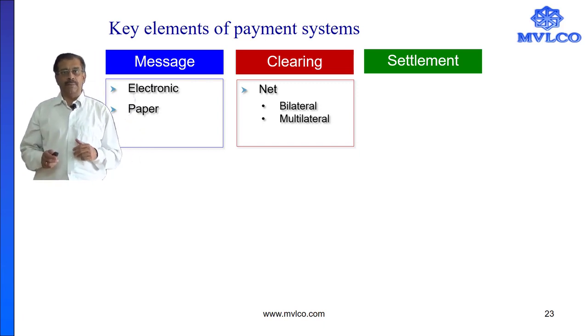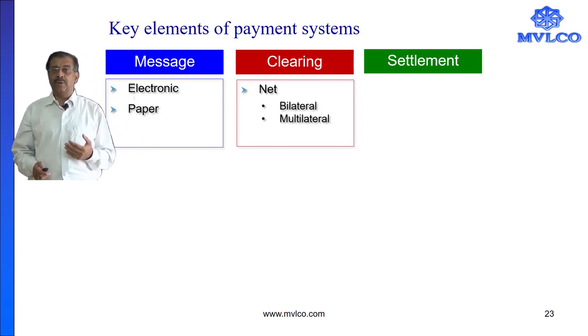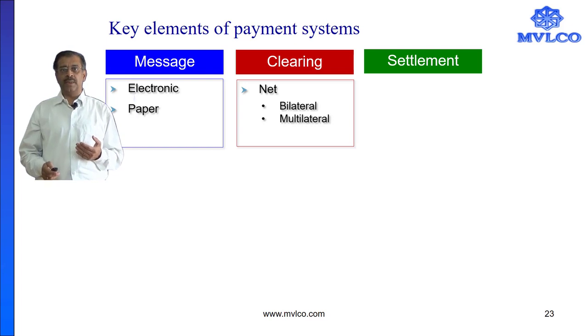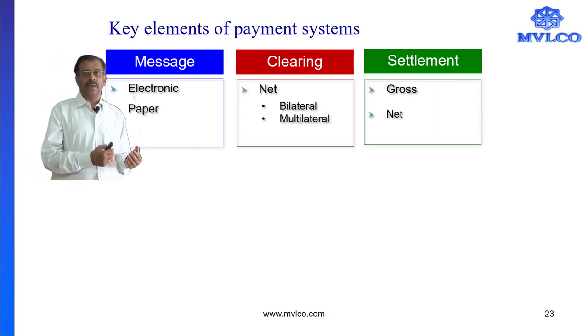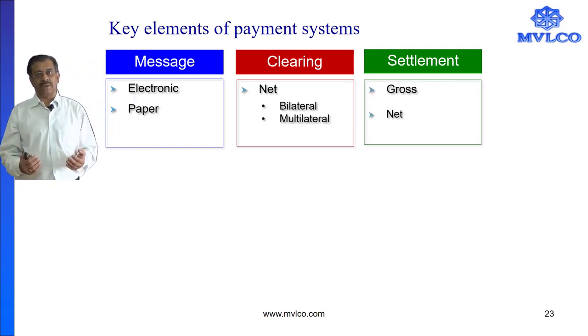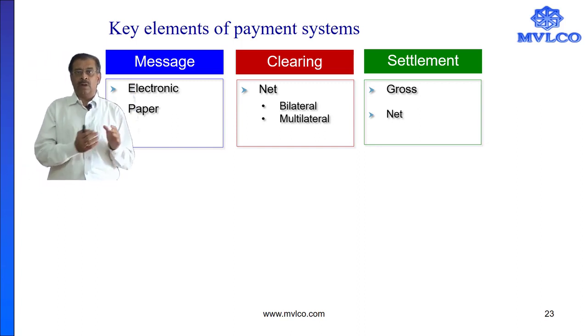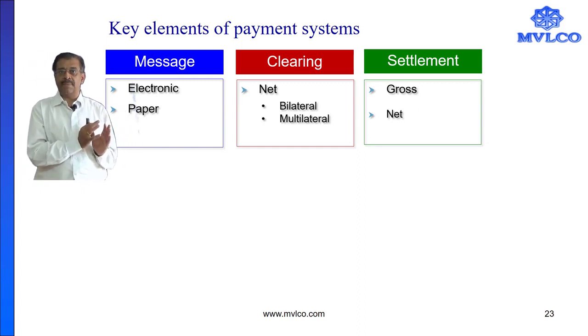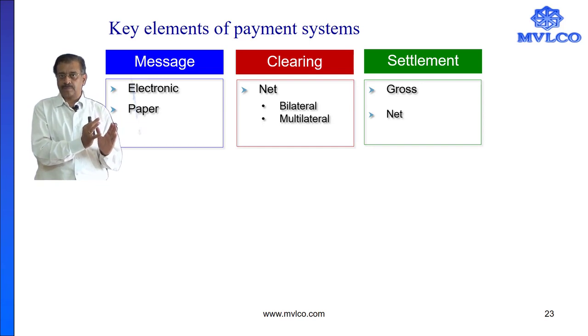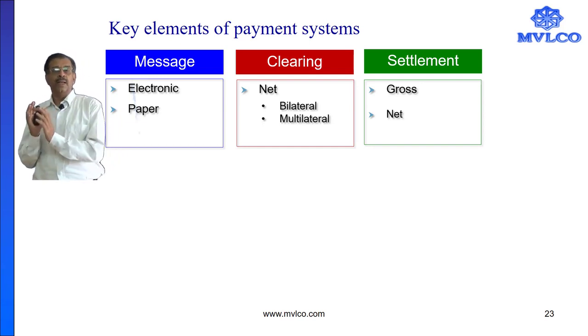The settlement would be done in a gross way. If the calculation of the obligation is done in a gross way, the settlement would be done in a net way if the calculation is done in a net way. Now, to summarize, we have three key elements: the message, the clearing, and the settlement.